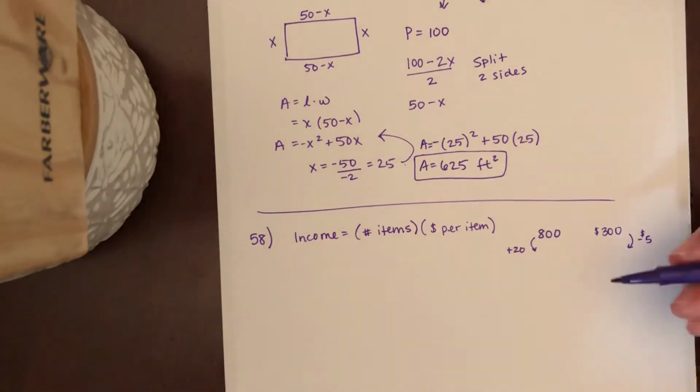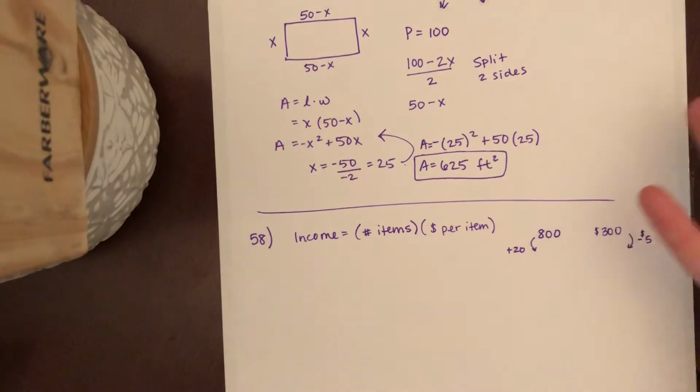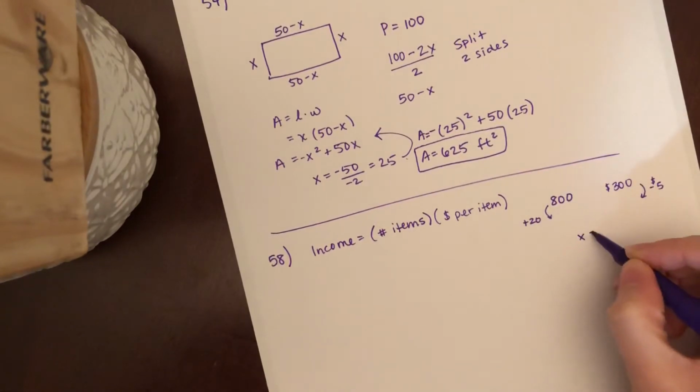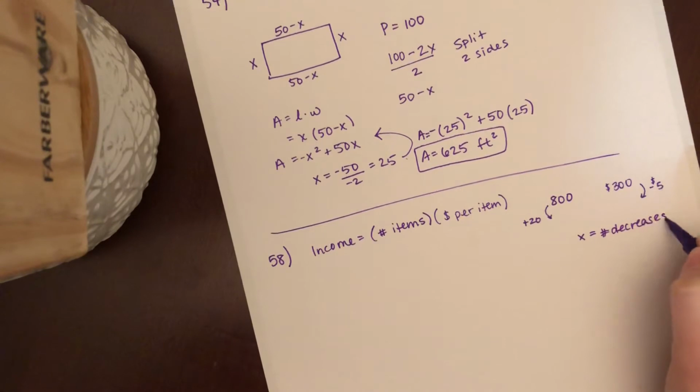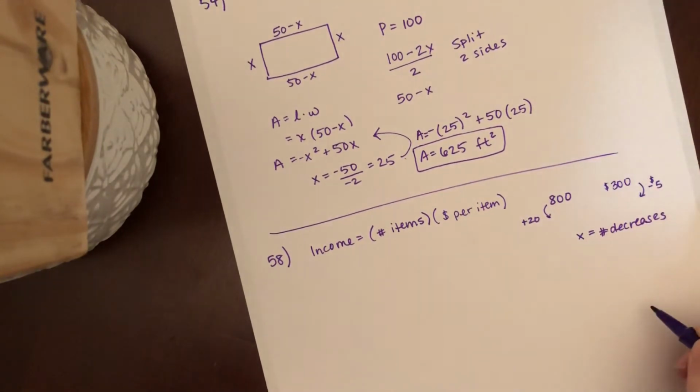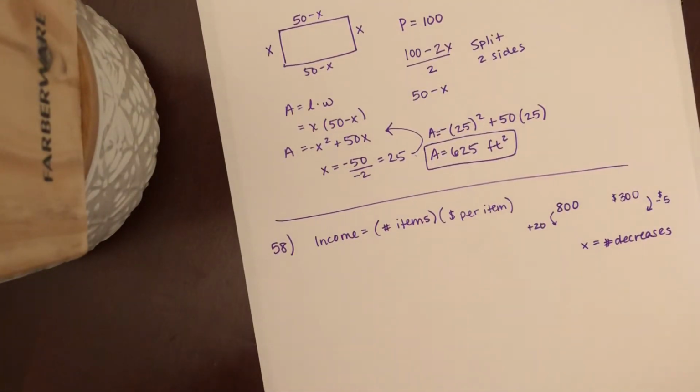So what's going to start to happen each time that we decrease the price, we're going to gain more homes. So we have to think of X as the number of times we decrease it. They're looking for what's going to give them the maximum profit or the maximum income. So we have to think about each time they decrease it, what is happening. So X is going to be the number of decreases.